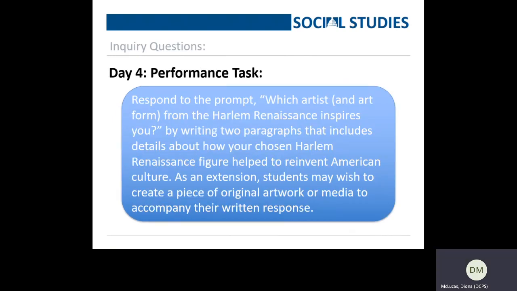On the 4th day and the final day of our activities, you'll have an opportunity to come back to the big, compelling question, how is culture reinvented? By completing a performance task where you can choose one of the writers or artists you learned about to share how they helped to reinvent culture. You can also extend your learning by creating a piece of art or media that goes along with your response.